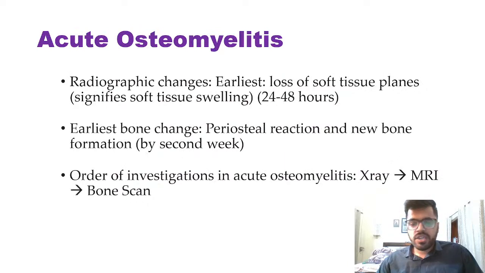Now we come to acute osteomyelitis. What is acute osteomyelitis? Osteomyelitis is inflammation of the marrow cavity, which usually occurs due to infection. Inflammation of marrow. Most common cause is infection. Infection is most commonly due to Staphylococcus aureus.